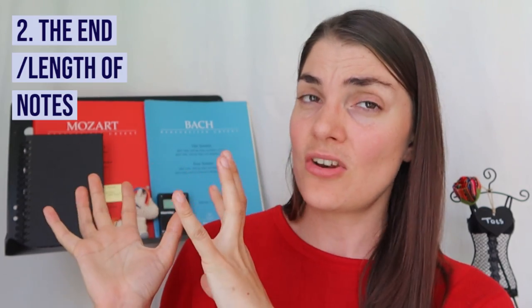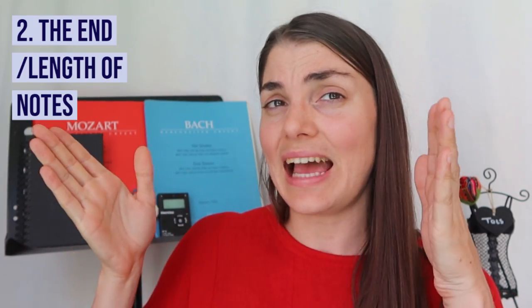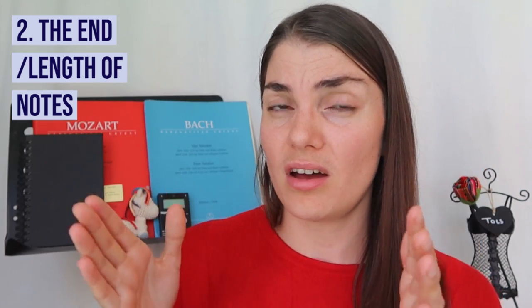I'm going to divide these into two categories. There are those that affect the attack, or the beginning, of the note. And then there are the articulations that affect the end of the note, so they affect how long or short the notes are. It doesn't change the rhythm, it just affects how long or short those notes are. Essentially it's how much space is between notes as well, because notes still have to fall on the correct beats. We can't change that. I'm going to walk us through some of these and it's going to hopefully become clearer as we go.